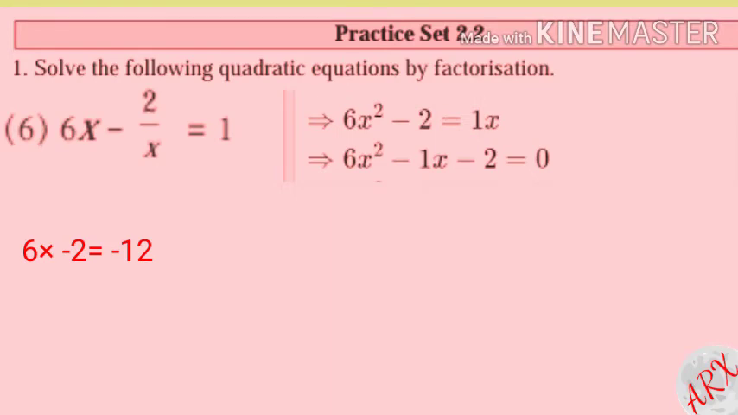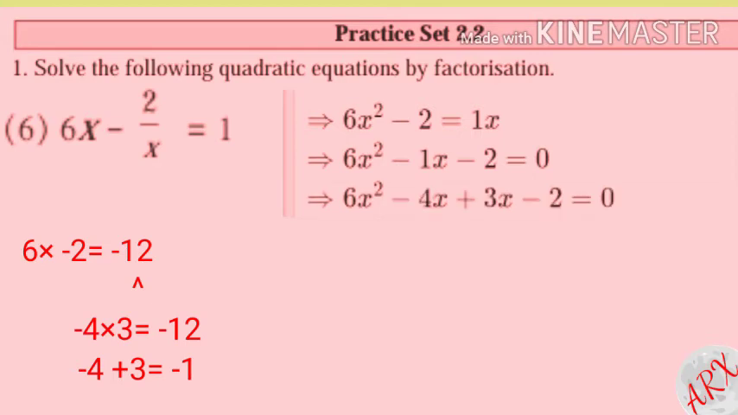Now again multiply 6 and minus 2, we will get minus 12. So factors will be minus 4 and 3. So minus 4 into 3 will be minus 12 and minus 4 plus 3 will be minus 1. So the equation will be 6x square minus 4x plus 3x minus 2 equal to 0.